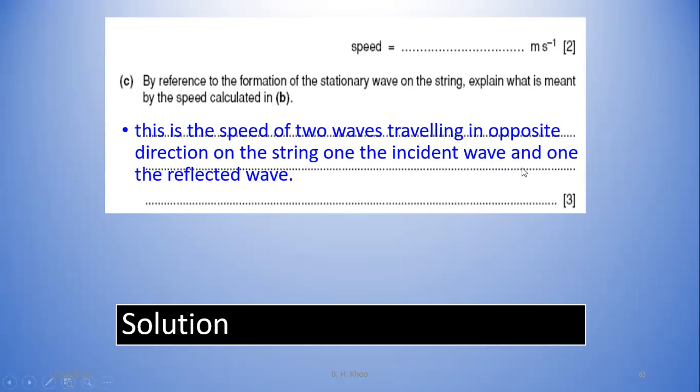But since they require 3 marks, if it's 3 marks, then you have to make sure you have 3 points. This is the speed of two waves traveling in opposite direction on the string. One the incident wave and one the reflected wave. So always look at the marks lah. If 3 marks, make sure you got 3 strong points lah.